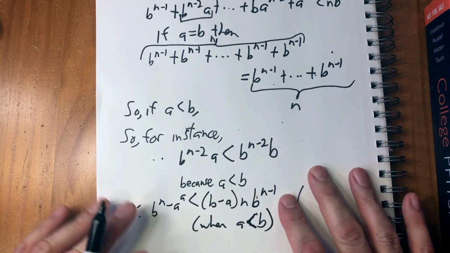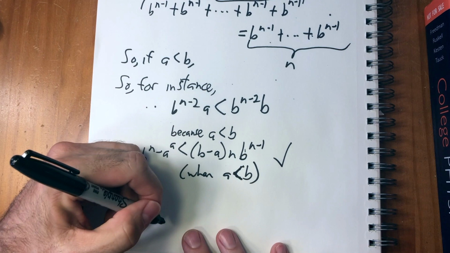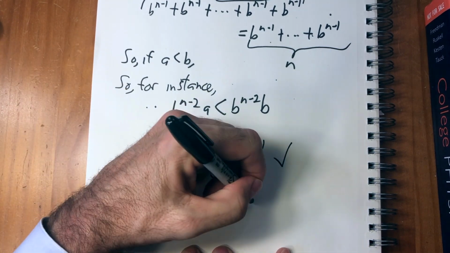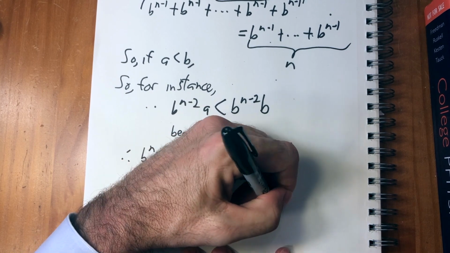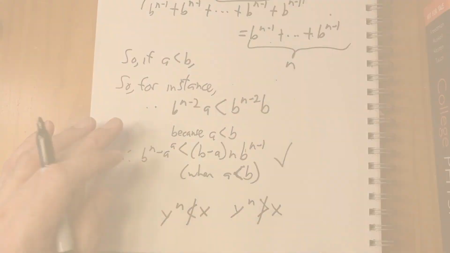Okay, let's start a new page. So with this in hand, we're ready to prove what we're trying to prove, that y to the n is not less than x and y to the n is not greater than x. And we're going to use this fact to show that.